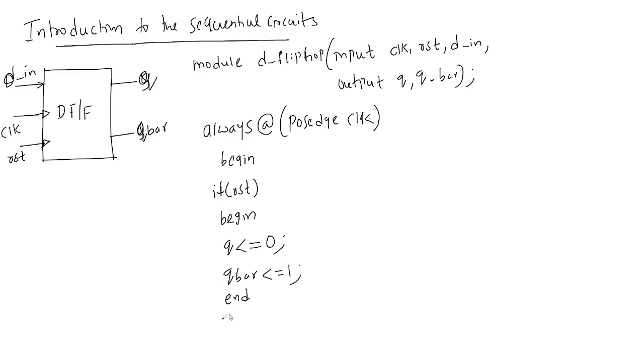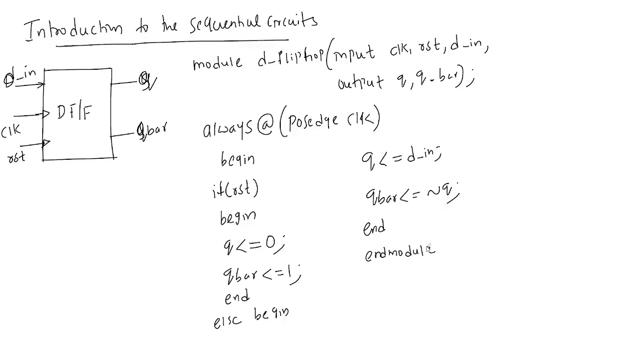Else begin, here I'm continuing. q is non-blocking assigned d_in and q bar is non-blocking assigned the not of q, end, and end module.